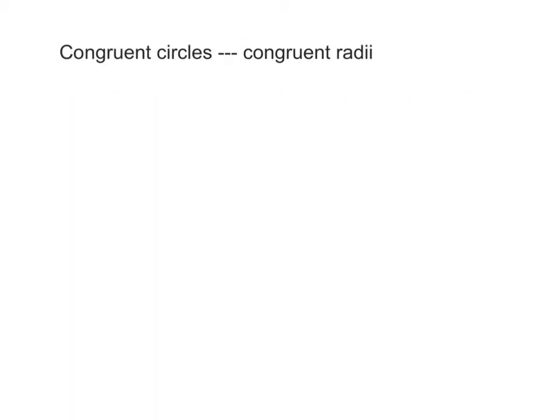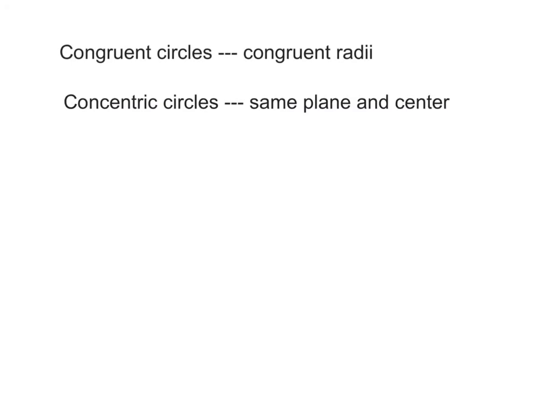Now we have some additional terms. For example, congruent circles are circles that have congruent radii, okay? So two circles are congruent if their radii are congruent. Now concentric circles are circles that are in the same plane and have the same center, but different radii. So circles that are in the same plane and have the same center but different radii are referred to as concentric circles.